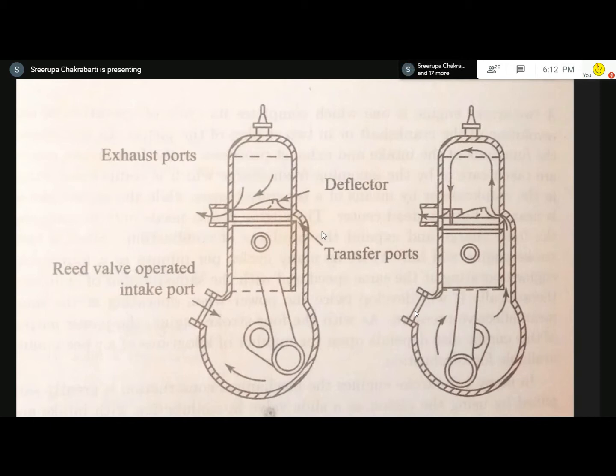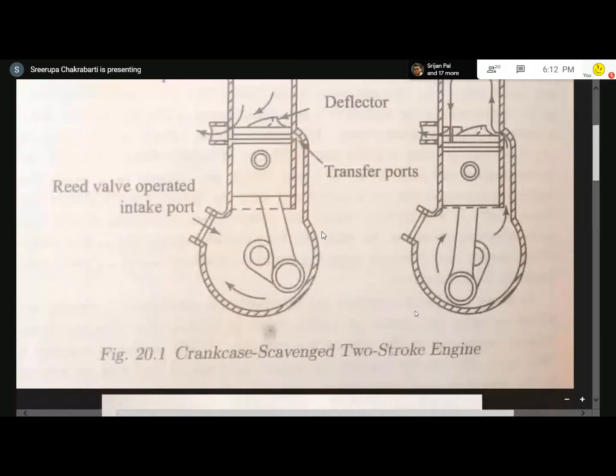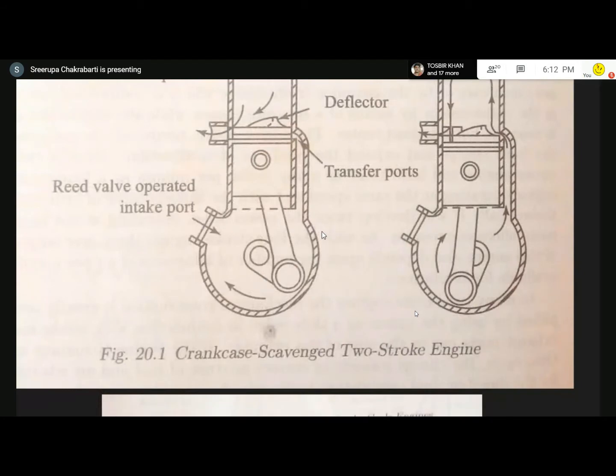So first, let me tell you about this sketch that we can see on the screen. It is figure 20.1. This sketch I have taken from the book by V. Ganesan. If you have that book, you can get this figure 20.1; the number may change. This is the chapter on two-stroke engines. You can get this sketch there also.